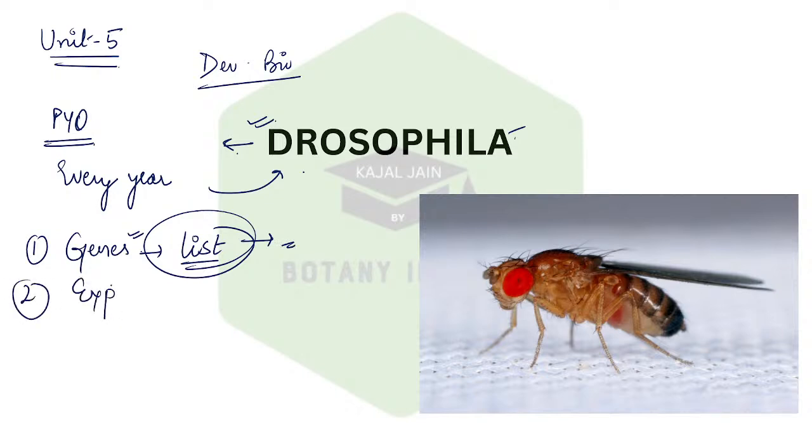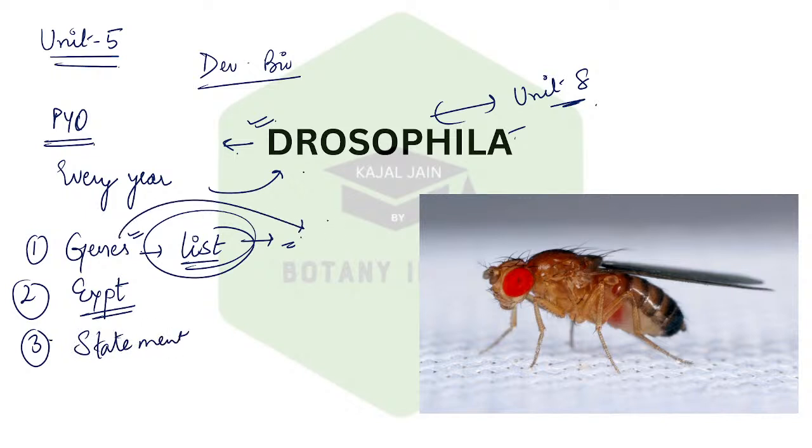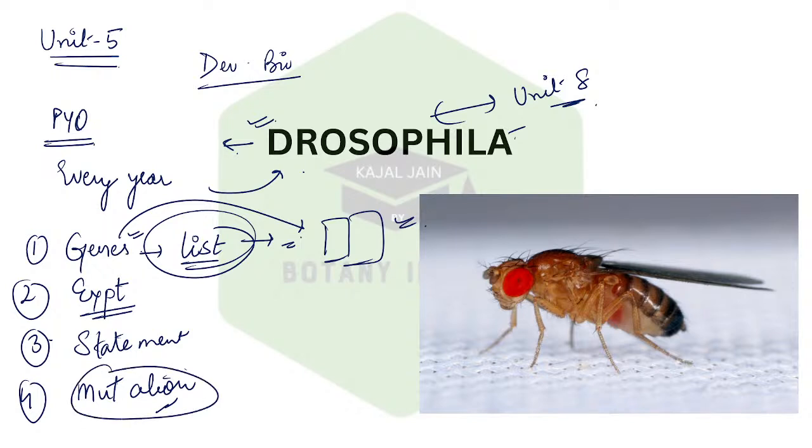Then you get questions from this topic specifically from the experimental point of view, in relation with unit number 8 and unit number 5 combined, that is your genetics and your Drosophila combined. In addition, sometimes direct statement-wise questions can be asked. At gene level, you might get questions in match the following format. And then you also get questions from mutations. If a specific gene gets mutated, how will the final body segmentation get impacted, or what are the various drawbacks if by chance any mutation occurs. So all in all, this entire topic is very important.